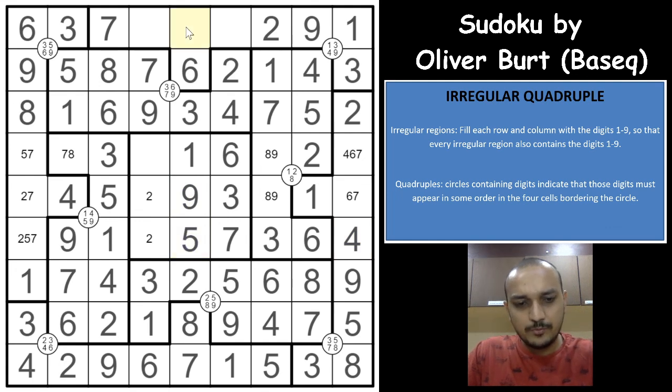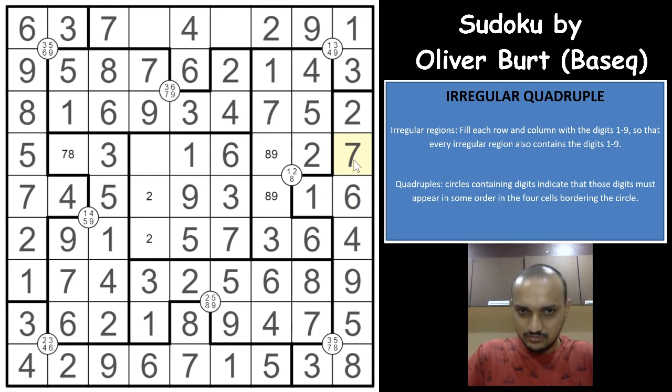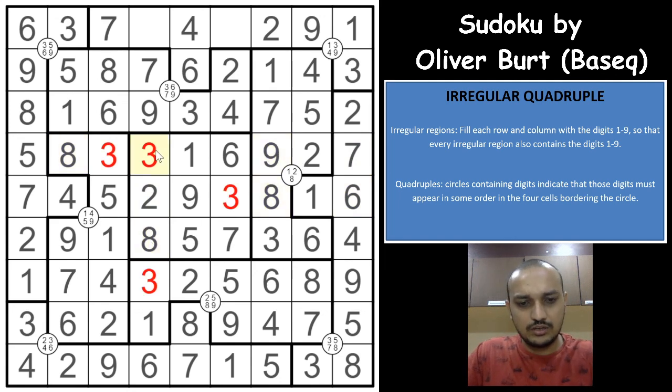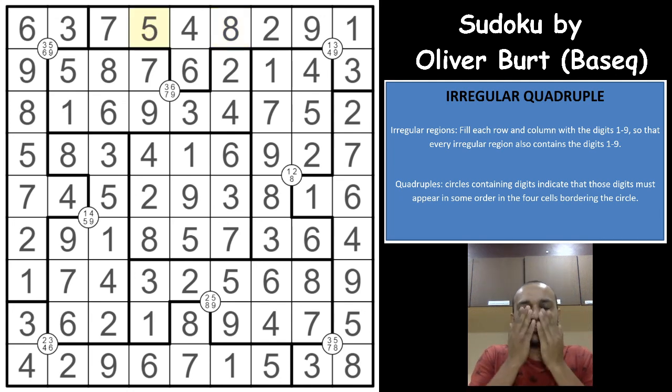So this is 5, this is 4, that gives you a 2 here, 7 here, 5 here, that gives you 6 here and a 7 here. Wow, that 2 gives you a 2 here, that gives you an 8, 9, 8, and that gives you an 8 and a 4 here, and this is 8 and 5, right? So that gives you a 8 here and a 5 here, and with that we complete this gorgeous irregular quadruple Sudoku.